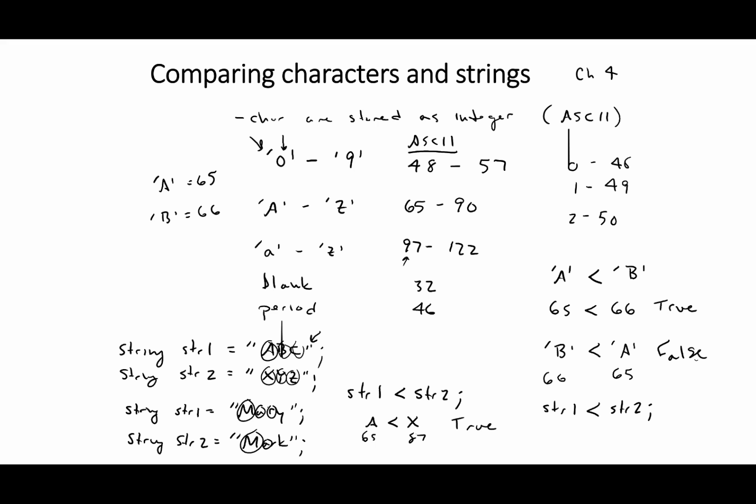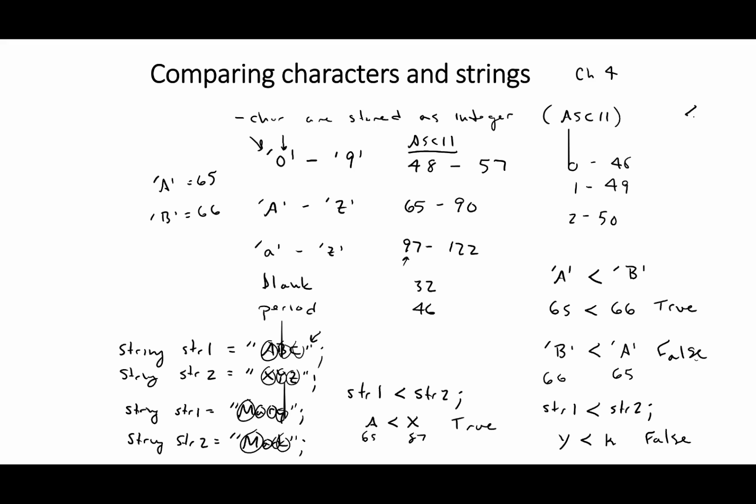And then it's going to compare the r's. Those are also the same. And then it's going to compare the y and the k. So it's going to see, is y less than k? Well, y has a higher ASCII value than k does, so y is not less than k, so this is going to be false. So we can compare both characters and strings using our relational operators.